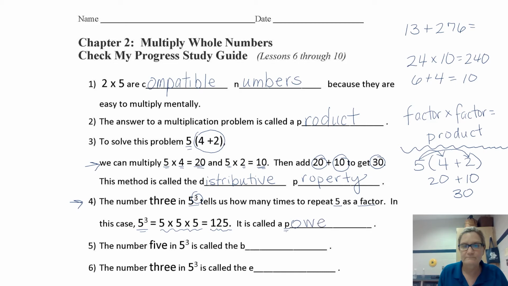All right, number 5. The number 5 in 5 to the third power is called the base. And the number 3 in 5 to the third power is called the, and I already gave the answer to you, exponent. All right, good job, kids. Moving on.